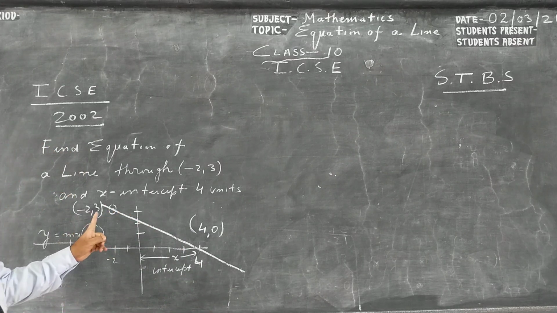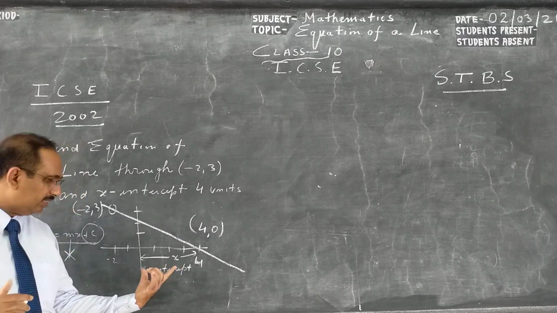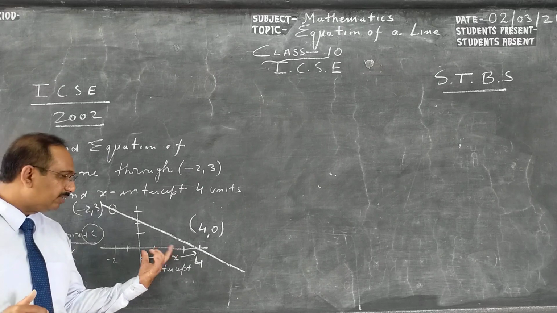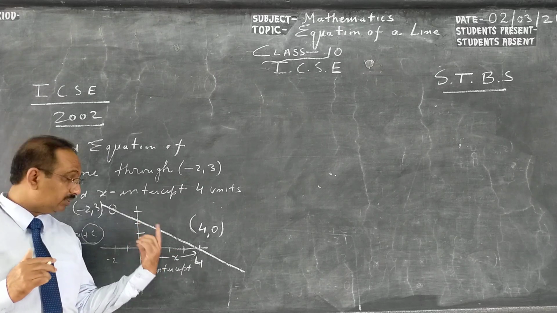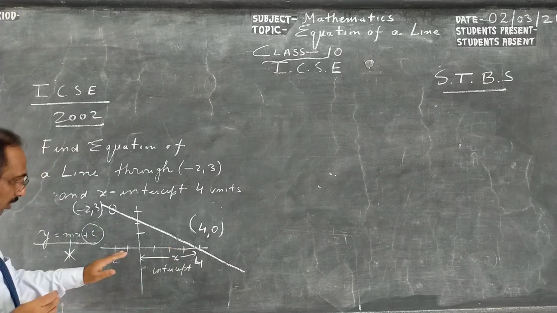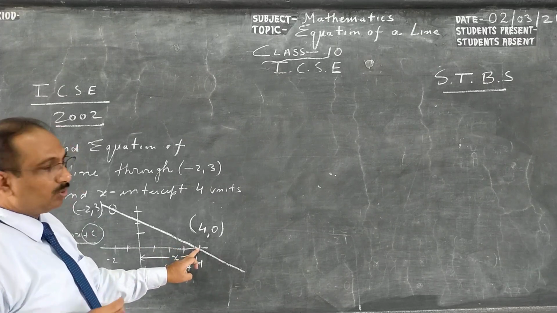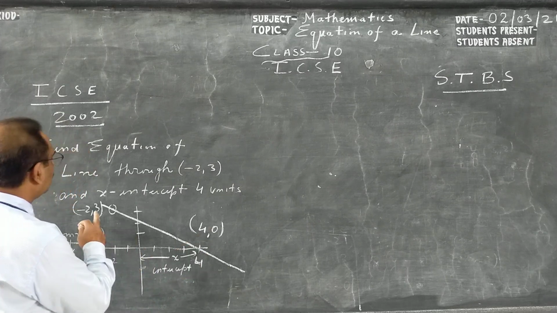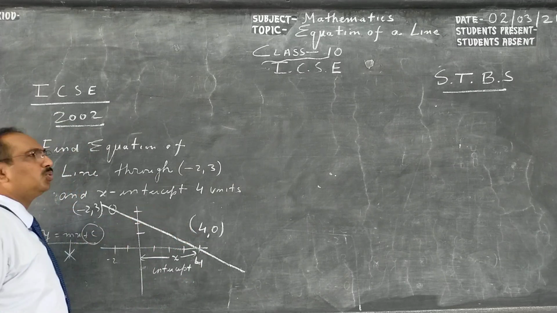I'll show you. So here, remember, this is not the y-intercept. This is the x-intercept, and the question is not wrong. Remember, y-intercept means where the line cuts the y-axis. X-intercept means where the line cuts the x-axis. So on the x-axis, y is 0. So the most important thing is that this point is 4, 0. So here we have 2 points, and ultimately we get to the 2-point form.